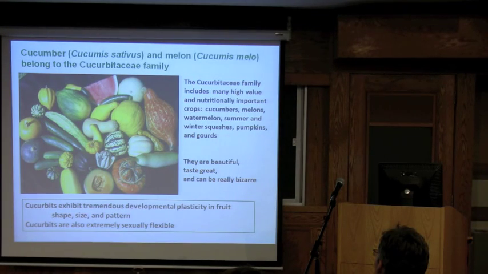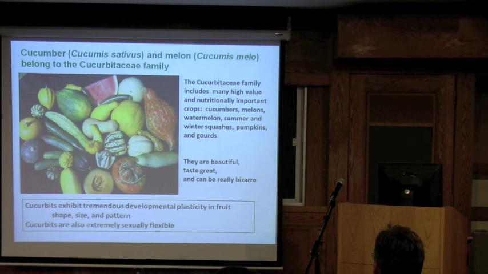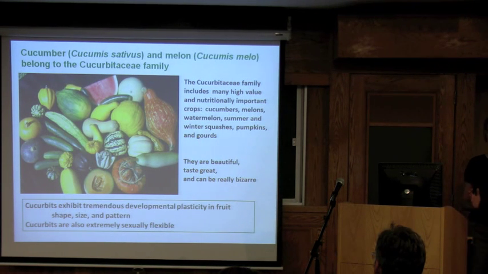Okay, so cucumber, or Cucumis sativus, and melon, Cucumis melo, belong to the Cucurbitaceae family. And I know that this group knows that the Cucurbitaceae family includes many high-value and nutritionally important crops: cucumbers, melons, watermelons, summer and winter squashes, pumpkins, and gourds. And while it doesn't have all the wonderful genomic tools that Arabidopsis has, cucurbits are beautiful, and they taste great, and they can be really bizarre. Cucurbits exhibit tremendous developmental plasticity in fruit size and shape and pattern, and they're also extremely sexually flexible.